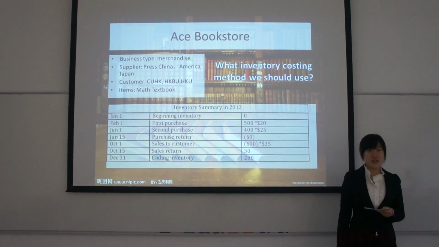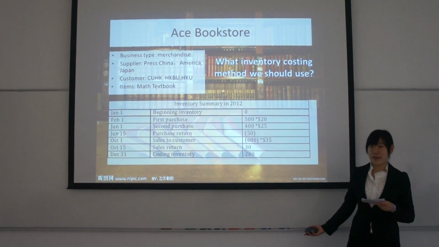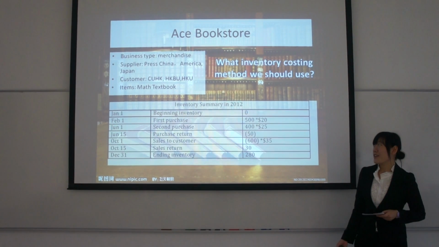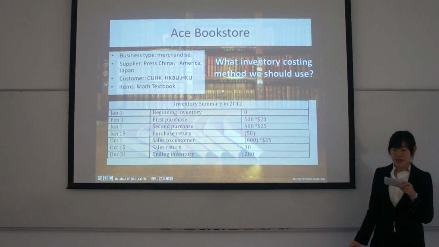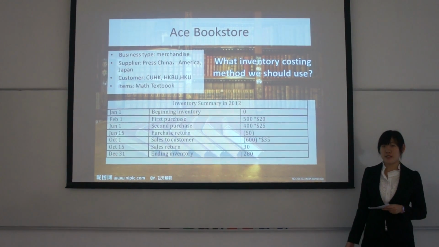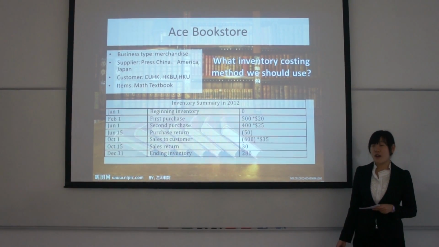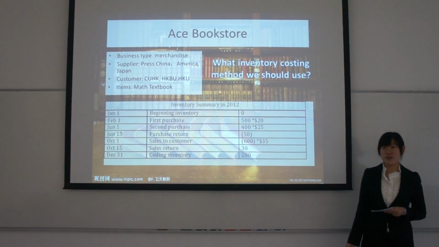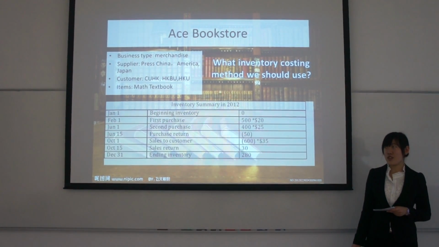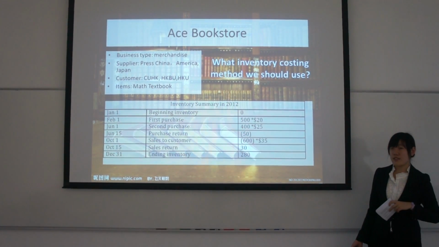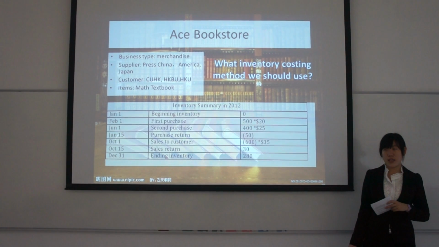Now I'll briefly introduce our company and the accounting standard related to our topic. Here we run a bookstore named Ace Bookstore. It's a merchandise company, and we buy math textbooks from our suppliers, Price China, Price America, and Price Japan, and then sell them to our customers, CUHK, HKBU, and HKU. The company started business in the year 2012.